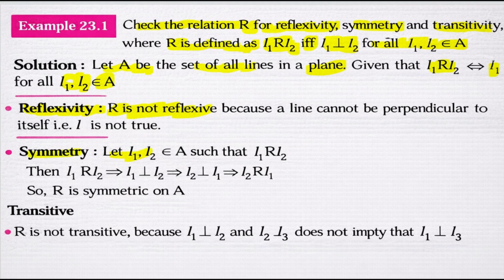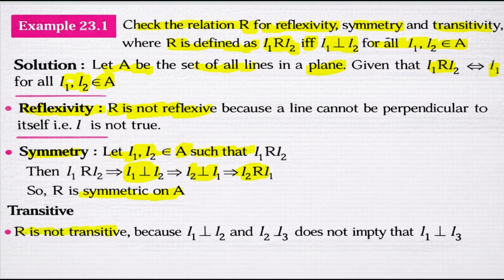I will take two lines L1 and L2 in the set A such that L1 is perpendicular to L2. L1 perpendicular to L2 implies L2 is also perpendicular to L1. Therefore R is a symmetric relation. Any line perpendicular to another line means that the other line is also perpendicular to the given line. Therefore L2 is also perpendicular to L1. Therefore R is symmetric.